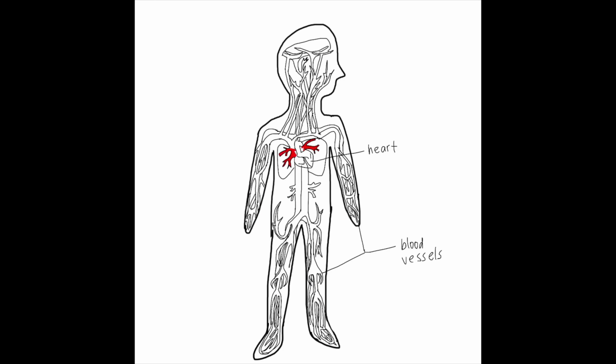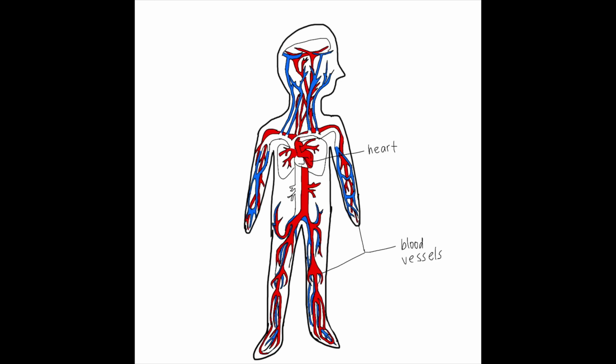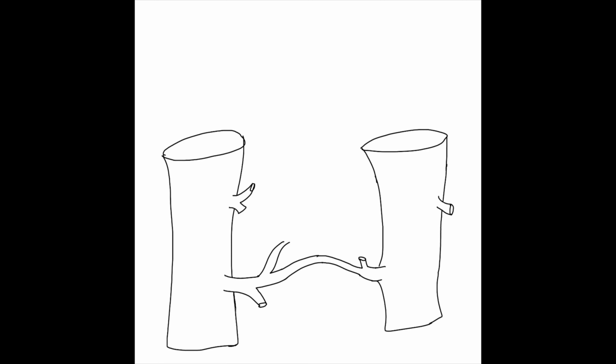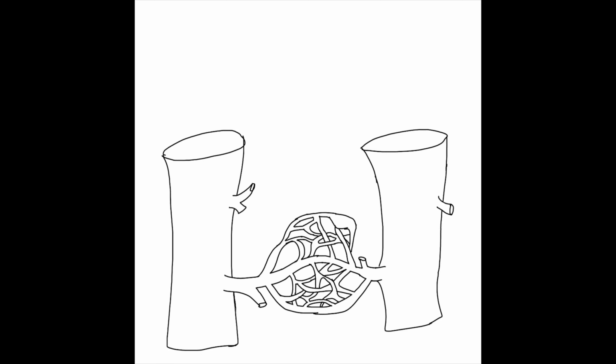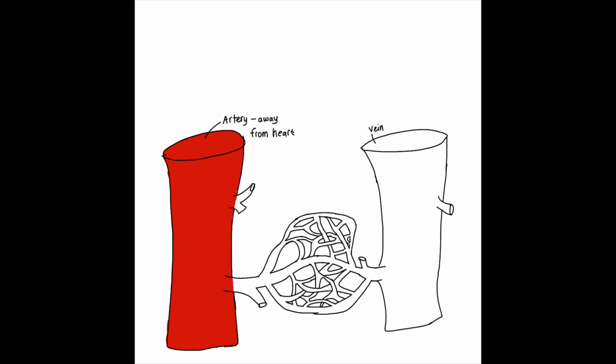Let's take a look at the structures that allow the cardiovascular system to perform this important and vital function. First, let's take a look at the different kinds of blood vessels of the cardiovascular system. There are two main kinds of blood vessels, arteries and veins. Arteries carry oxygen-rich blood away from the heart to the different organs of our body that need the oxygen. Veins carry deoxygenated blood back to our heart so that it can be filled with oxygen again when the heart pumps the blood to the lungs.